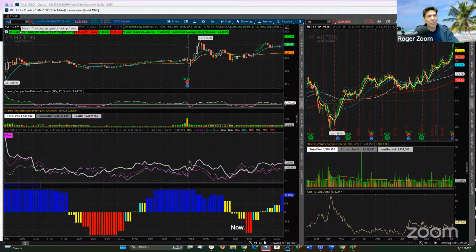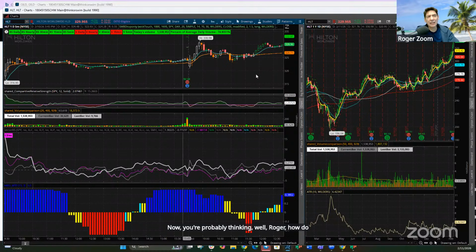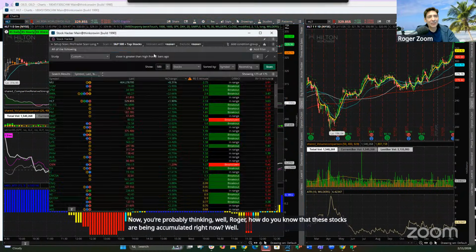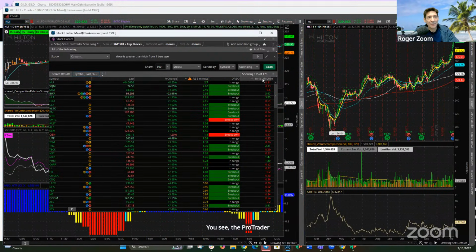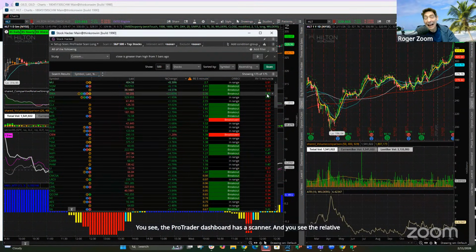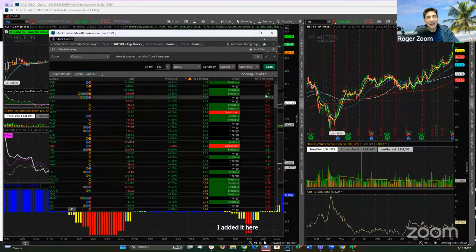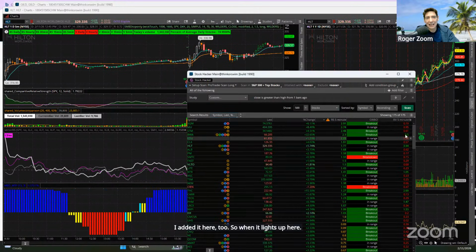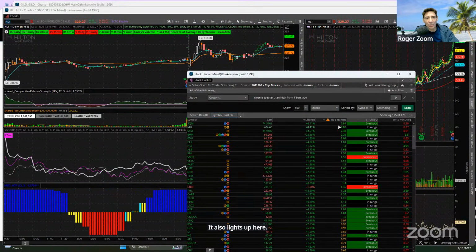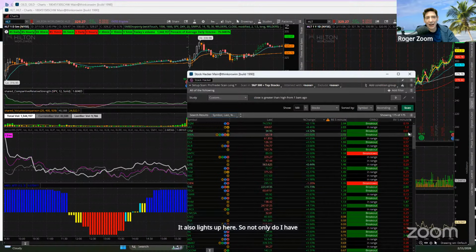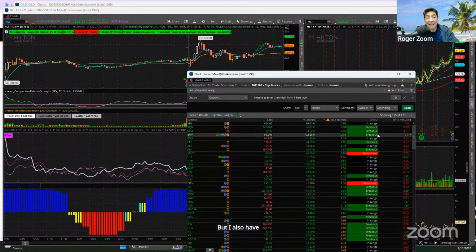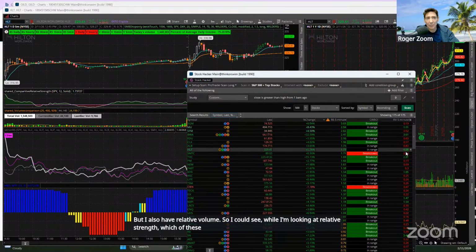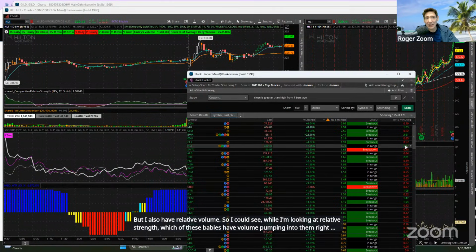Now, you're probably thinking, well, Roger, how do you know that these stocks are being accumulated right now? Well, you see, the ProTrader dashboard has a scanner, and you see the relative volume. I added it here too. So when it lights up here, it also lights up here. So not only do I have relative strength, but I also have relative volume. So I could see, while I'm looking at relative strength, which of these have volume pumping into them right now.